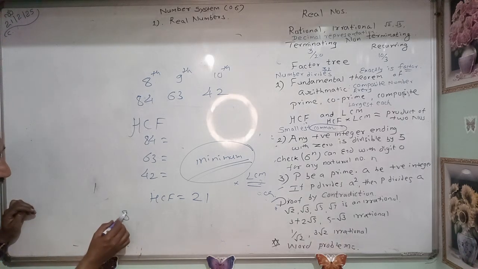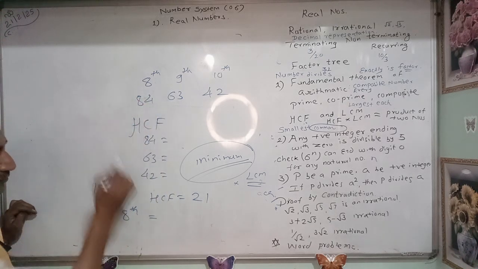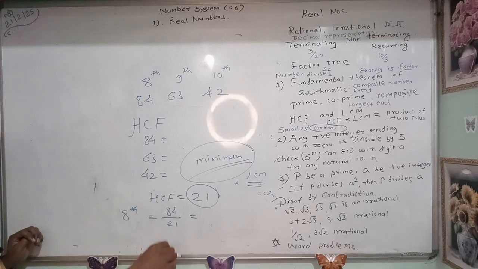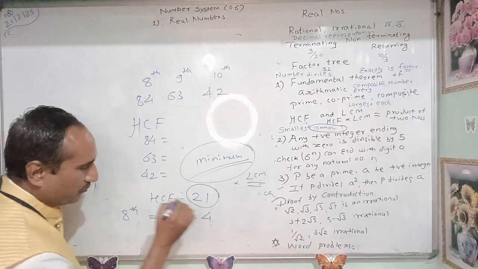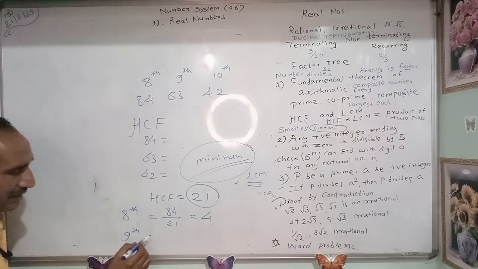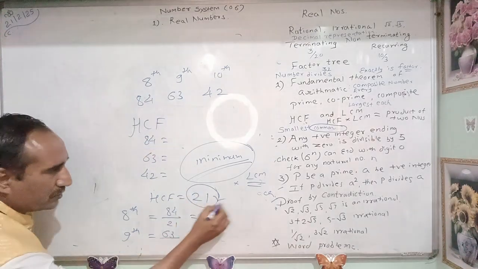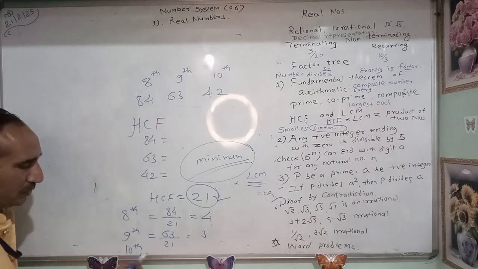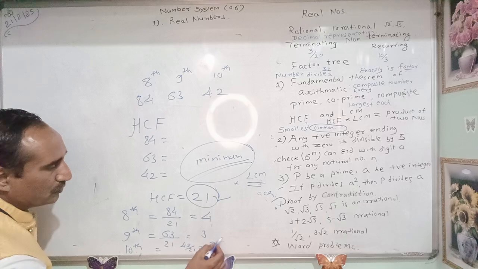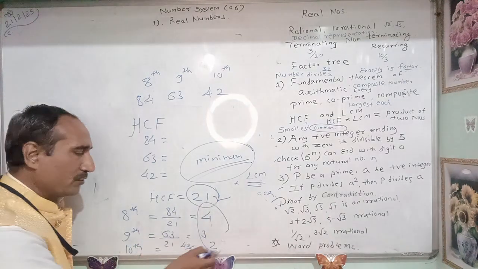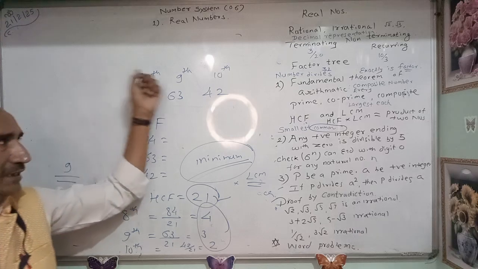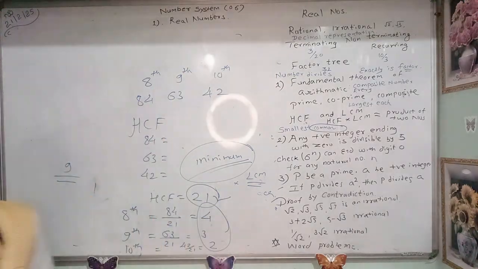So let's count the rows. 8th standard, there are 84 students, and in each row, how many students are there? 21. So how many rows will be there? We have to find division, 21 fours are 84. So 4. 9th standard, how many students are there? 63. And in each row, how many students? 21. So there will be 3 rows of the 9th standard. And 10th? 42 upon 21, that is 2 rows of the 10th standard. And total rows will be 4 plus 3, 7 plus 2, 9 rows. In 9 rows, all the students of 8th, 9th and 10th can be arranged separately.